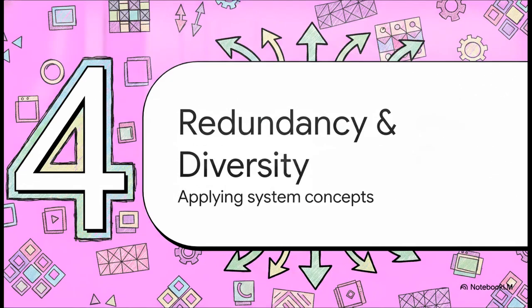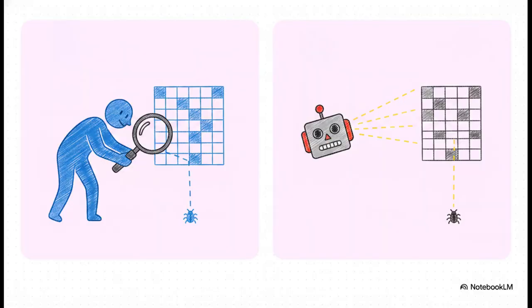Section 4, Redundancy and Diversity. Applying system concepts to process. So, to quickly recap, our process has to be auditable, diverse, documentable, robust, and standardized. We just established that a dependable process must be diverse. Now, here is exactly how we apply that concept to our workflows.